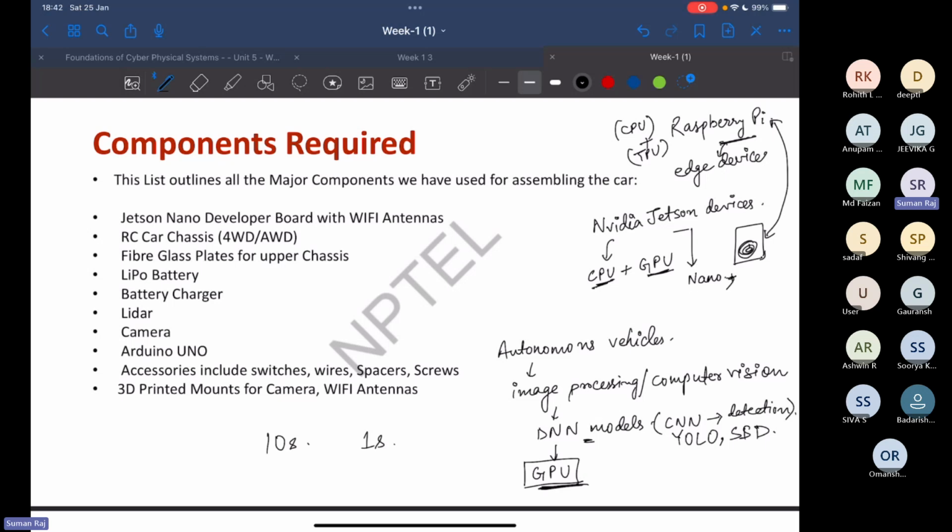And then you have these newer ones called AGX, or this Xavier NX. So there are multiple kinds of these NVIDIA Jetson devices. You should take a look at that.